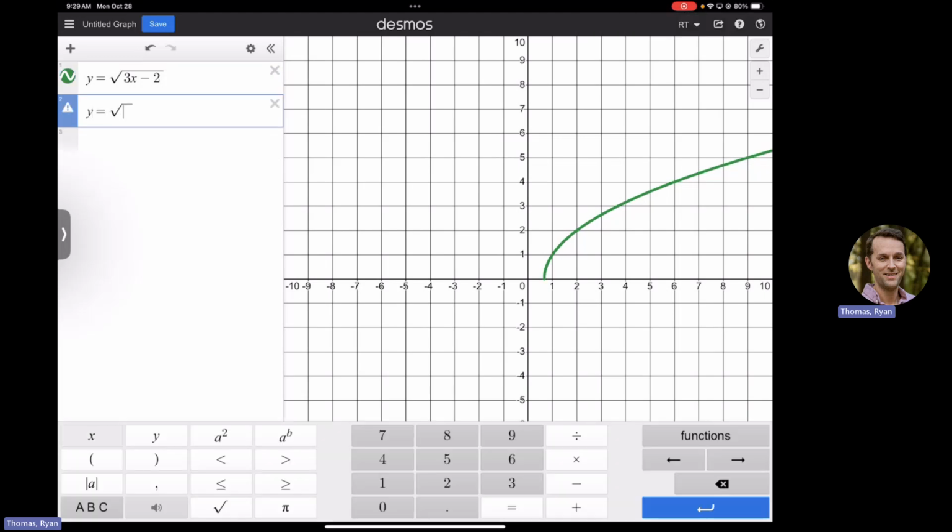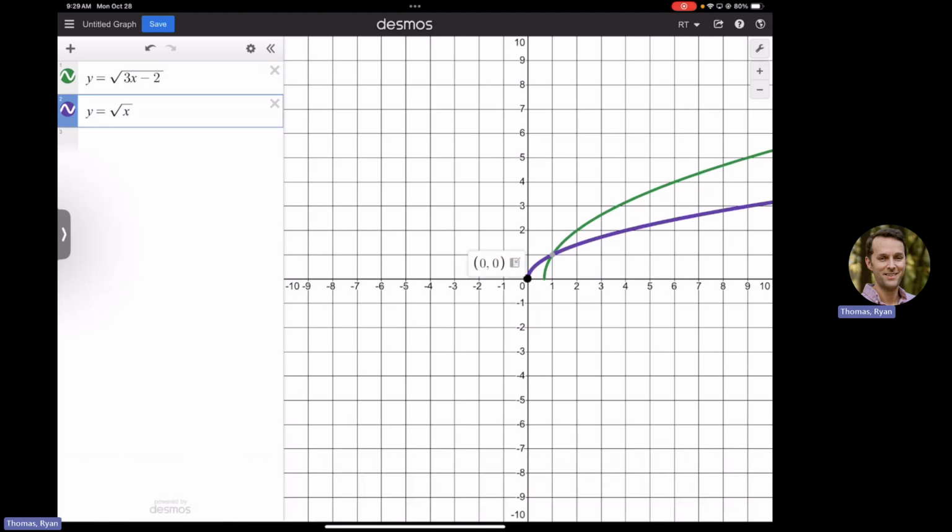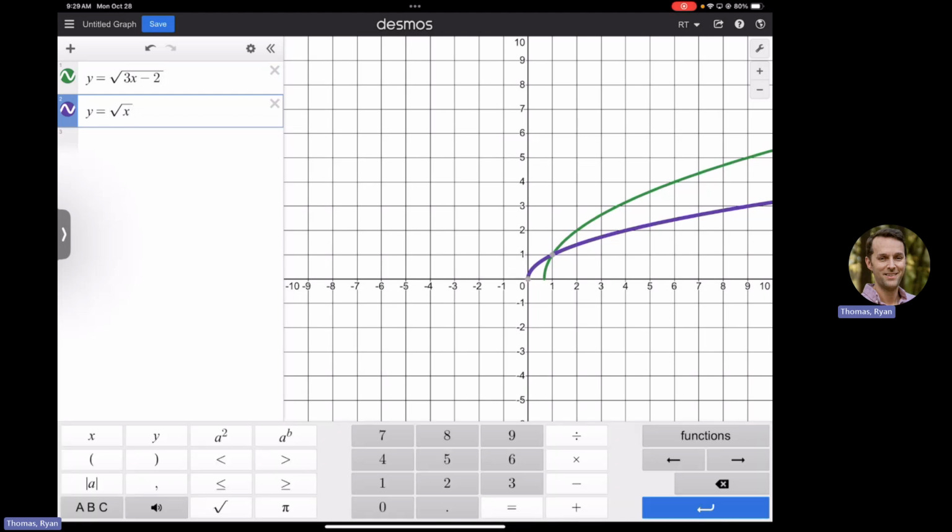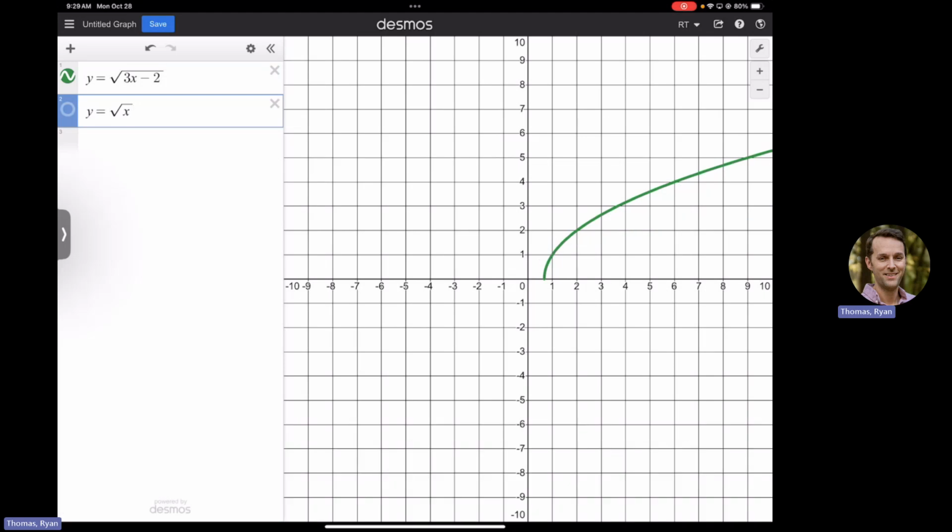Right, so here's the sort of default square root function, right? It starts from 0, 0. The one we have is, again, stretched a little bit and moved a little bit. What's the domain going to look like then for this function?